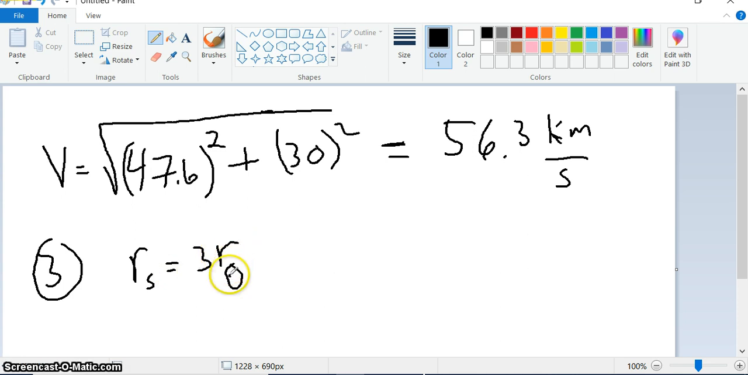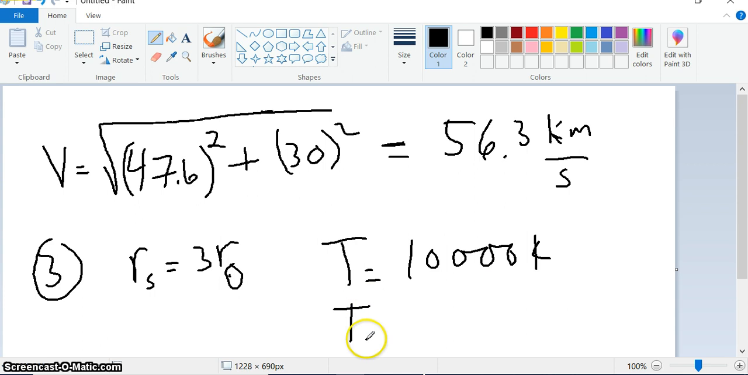I'm going to use that little symbol, supposed to be a dot in the middle. And the temperature of this particular star is 10,000 Kelvin. Recall, the temperature of our sun is, from chapter 16, 5,800 Kelvin, right? That's what makes it a G2 star. Now, what is it asking? What is the luminosity of a star?